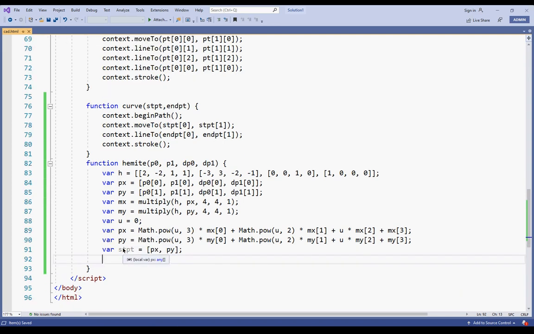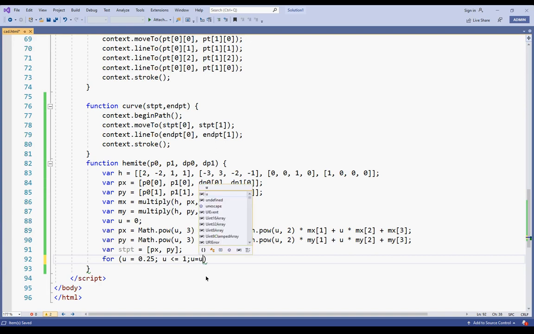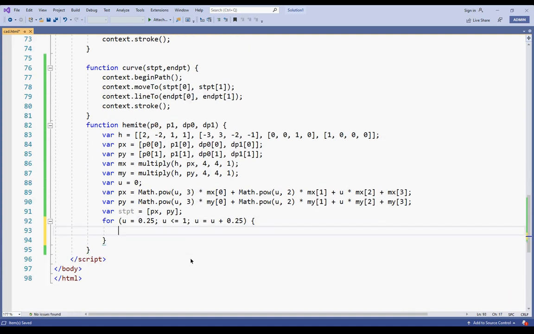Now once the start point is created, I can go with the creation of the rest of the points. So I say for u equal to 0, I will go with 0.25 initially. I'll just do the verification: u less than or equal to 1, u equal to u plus 0.25. So the increment in u is by 0.25. This is how I am going to vary u, and I am going to calculate all the points.